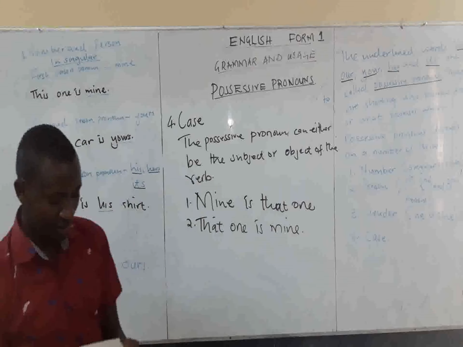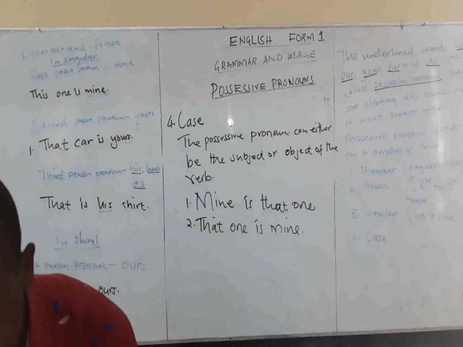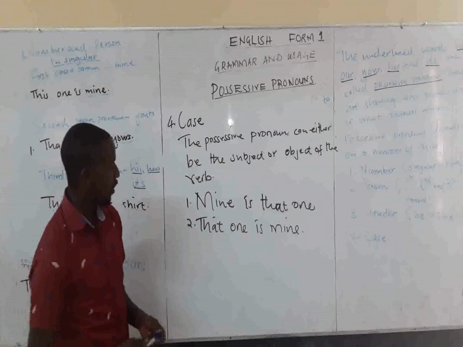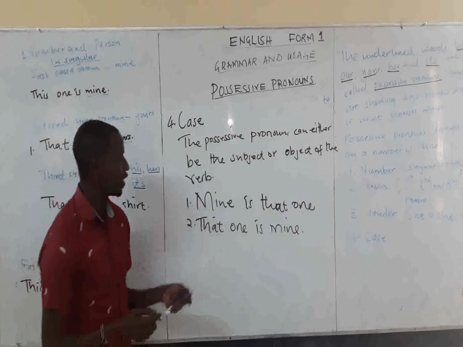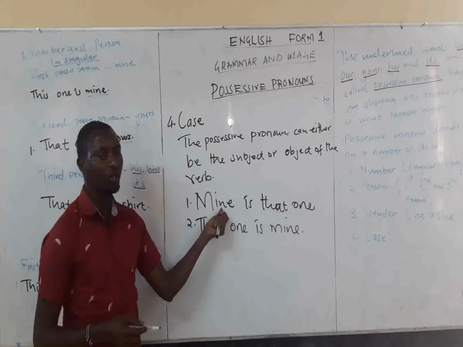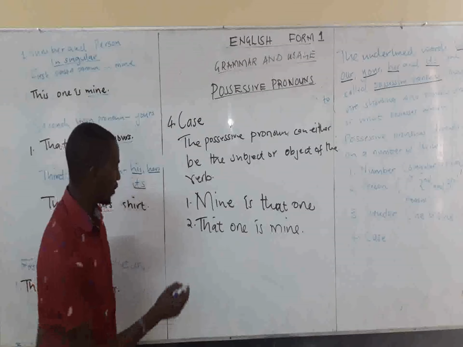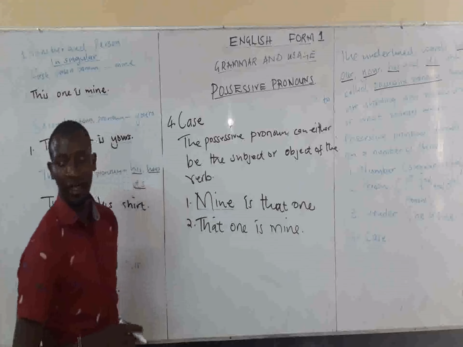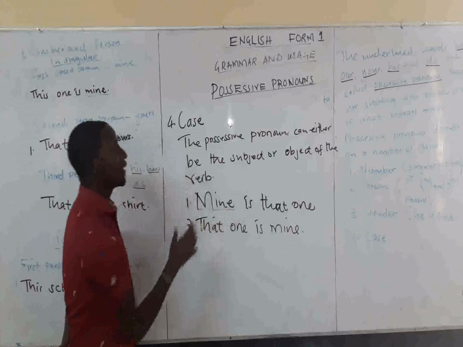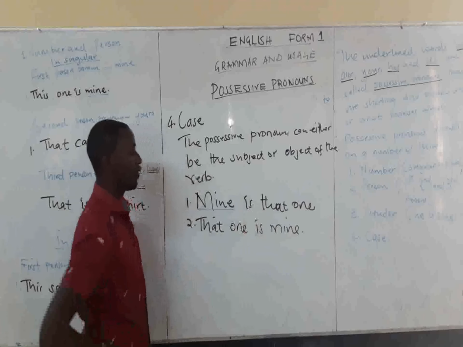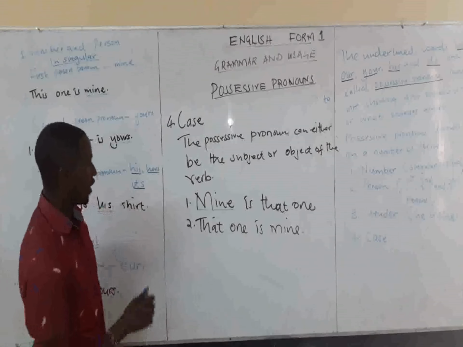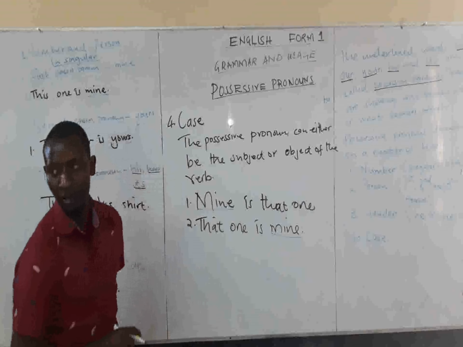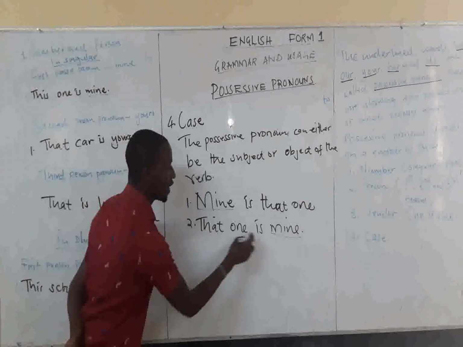Look at the two sentences, Lana. It is the same sentence, but we have altered the position of the possessive pronoun. Look at the first one: Mine is that one. The verb here is "is", and mine is the subject of the verb. In the second, mine is the object of the verb. That one is mine.